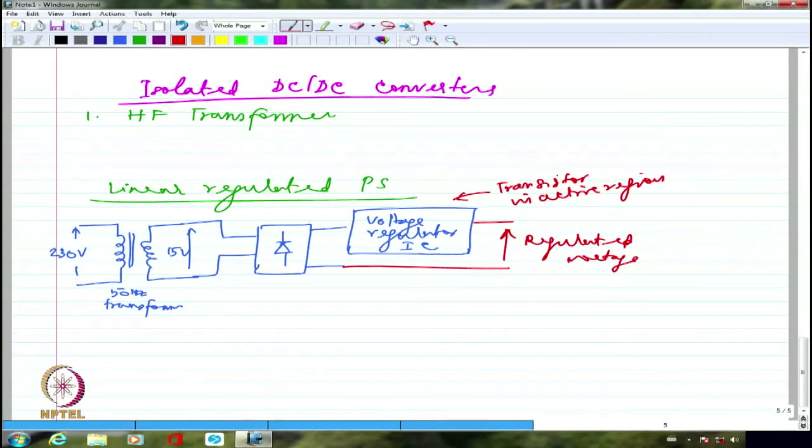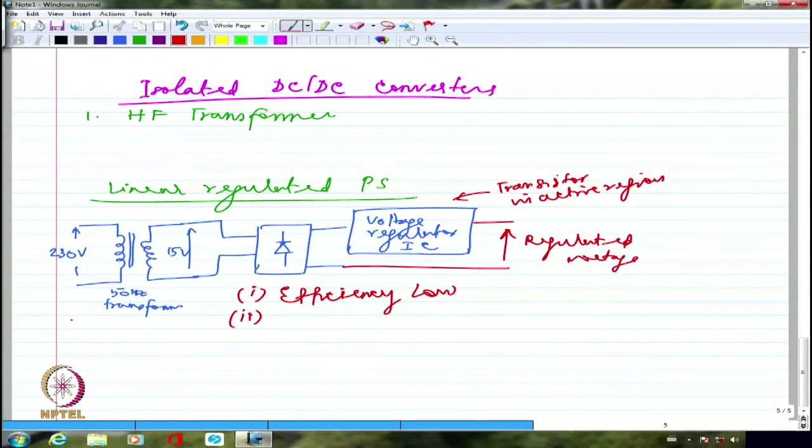The major problem with linear regulated power supplies is twofold, or I would say three. One is that I am not going to be able to reduce the copper losses, which means efficiency is generally low. I will not have good efficiency. This is one problem. The second problem is that, because of the 50 hertz transformer here, it is going to be bulky.